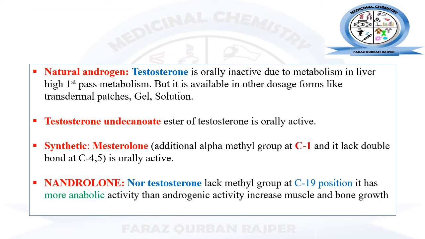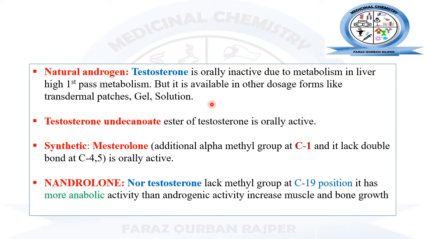So this naturally occurring testosterone is basically orally inactive due to its rapid metabolism and high first pass metabolism, and that's why this is being converted into different formulations. Testosterone undecanoate is the ester, and as I have already discussed in the previous slide, it is the orally inactive formulation because of the presence of ester, which prevents or decreases its rate of metabolism.